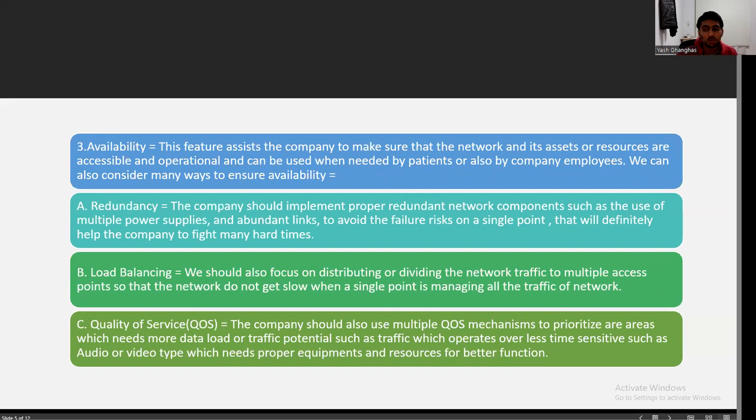So they need to have some more requirements for load balancing, like they should transfer their load between different computers, different servers, so that one cannot be slow. They can include various applications like quality of service for better performance.